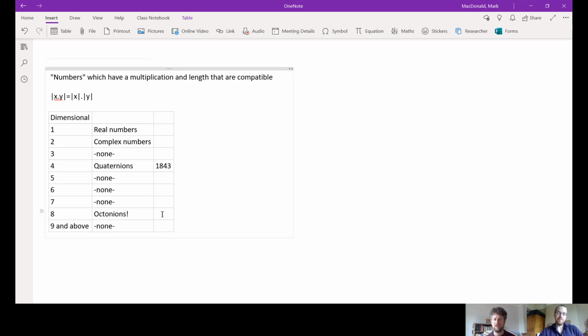So for the undergraduates who've done the second year, can you say what things you're looking for when you say numbers? What would be the mathematical definition? Well, I'd say these are real vector spaces. Right. So real vector spaces which have a multiplication and a length. By length, if you're taking second year linear algebra, this would be a positive definite form, or an inner product.